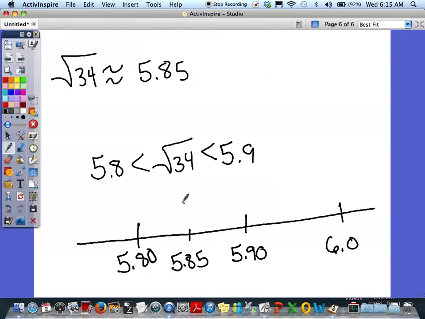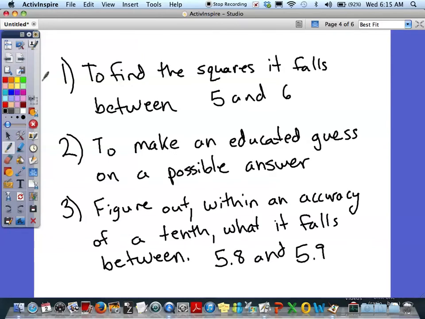Okay, so I've thrown a lot at you here. I want you guys to give these a try. They're going to take some time. They're going to take some guessing and work. First thing you want to do is figure out what perfect squares it falls between, like 5 or 6. Does it fall between 7 and 8 or 8 and 9? And then make an educated guess on a possible answer, okay? Then figure out within an accuracy of a tenth what it falls between. And that's what I did over here. And I had to just guess and check.